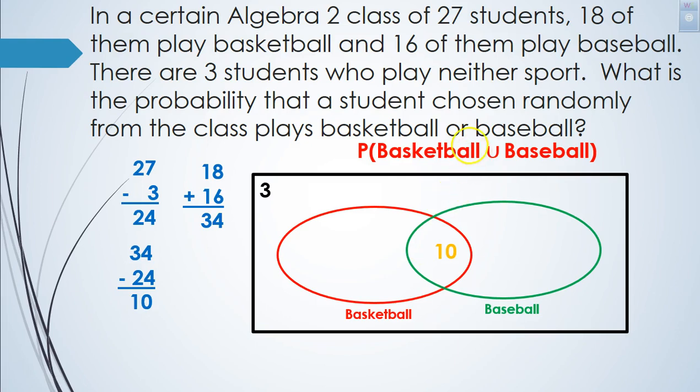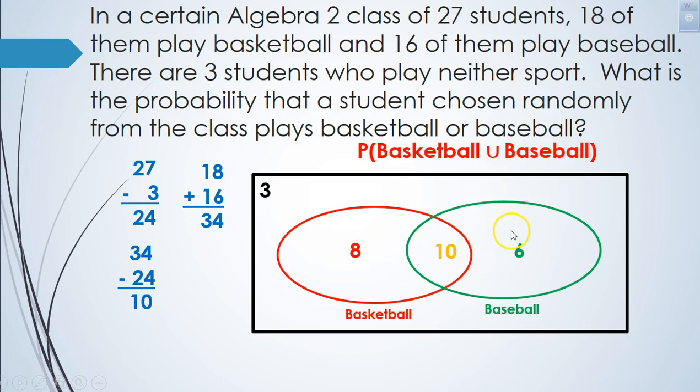But this is an or statement. So what we're going to look for now is how many are in both circles. And so ultimately what we're going to do is add together all of these numbers. So we have 18 that played basketball. So this whole circle here has to equal 18. So we're going to subtract 10 from 18. That's going to give us 8. 16 played baseball. So we're going to subtract 10 from 16. That gives us 6.